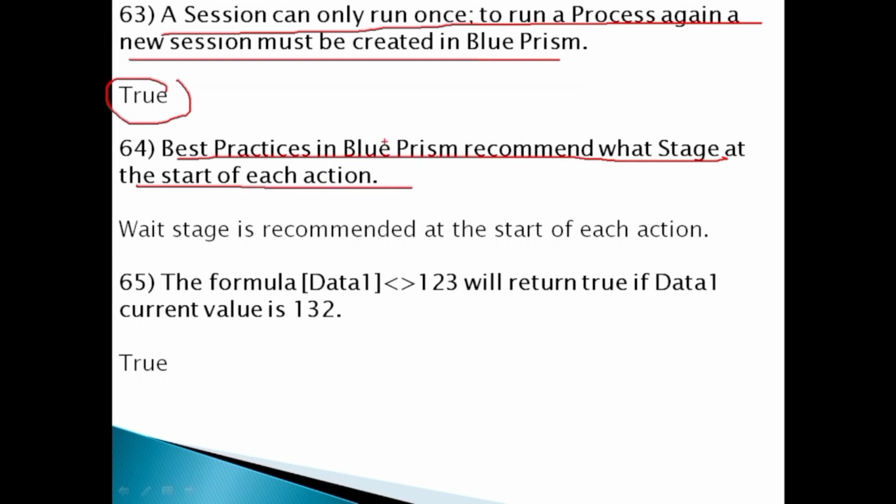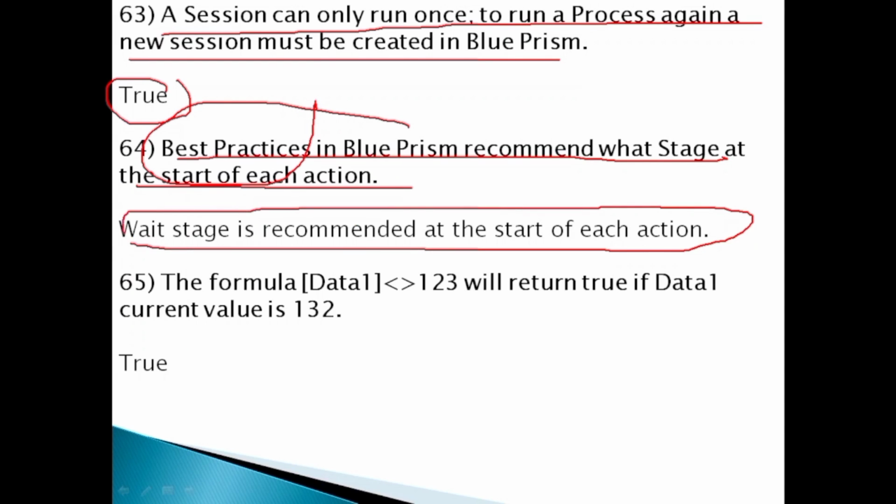Yeah, true. Best practices in Blue Prism recommend what stage at the start of each action? We should use a wait stage after the start of each action. Last one. The formula data is not equal to 123 will return true if data 1 current value is 132. Yeah, it will return true because 132 is not equal to 123.